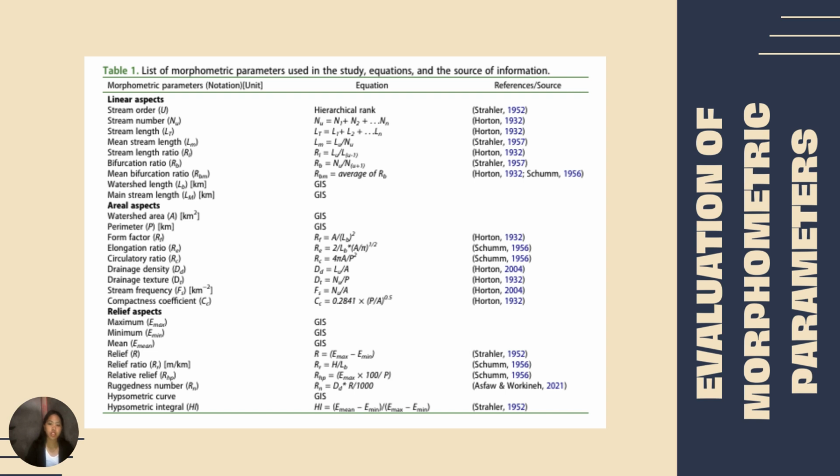Next, let's go to the evaluation of morphometric parameters. You may see Table 1 on the screen. It has corresponding equations to quantify the values. It has morphometric parameters grouped into linear, aerial, and relief aspects. These parameters directly or indirectly affect runoff characteristics and erosion processes, so they can be used to characterize watersheds.